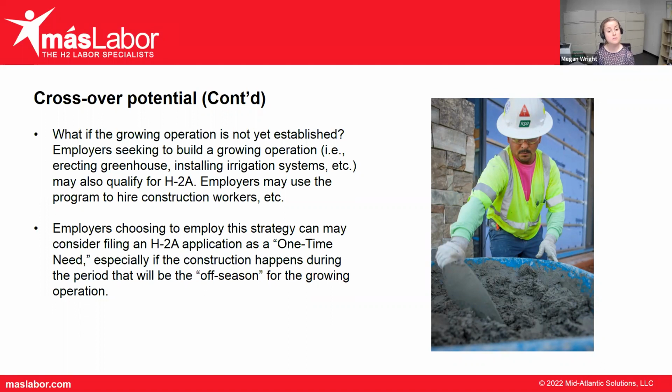Something else that you might be able to consider is if you need those greenhouses, let's say, erected outside of your normal seasonality, you could also qualify for what is called a one-time need. So let's say you need to build that greenhouse, but you don't want to affect your normal season for your subsequent nursery workers. You could file a one-time need to get that greenhouse built and then move into your normal seasonality.